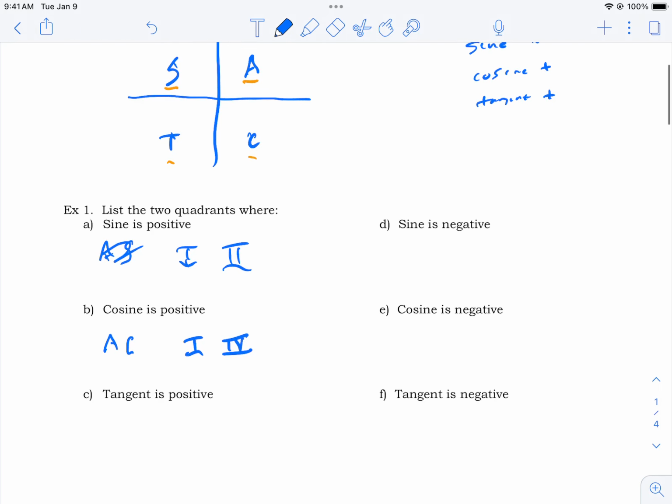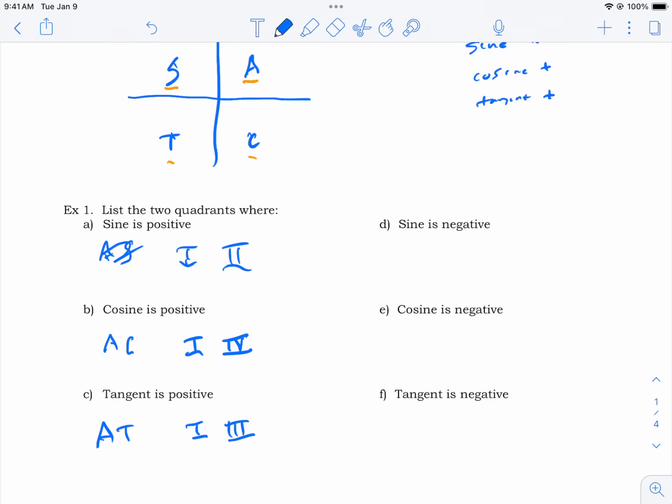And when I'm doing tangent, I'm going to stop when I get to the T, right? So all students take calculus. So that would be the first, skip the second, and the third. So sine is positive in the first and second quadrants. Cosine is positive in the first and fourth quadrants. Tangent is positive in the first and third quadrants. It's just the way it works out.